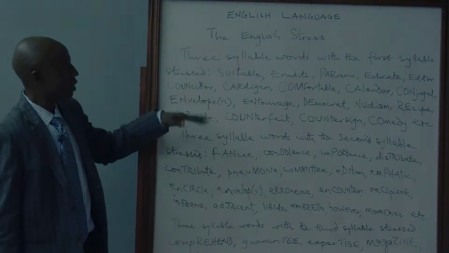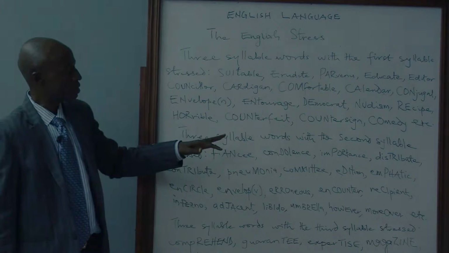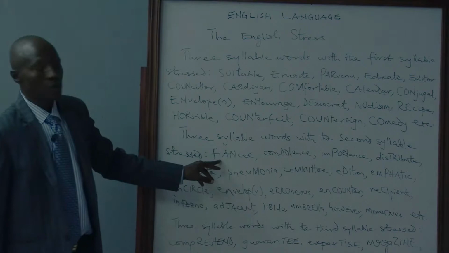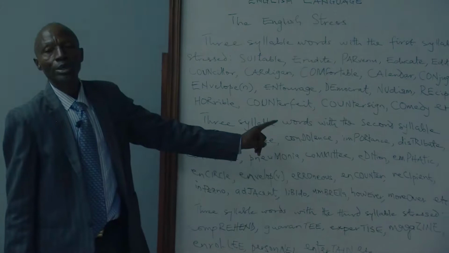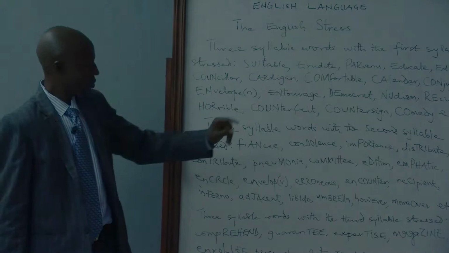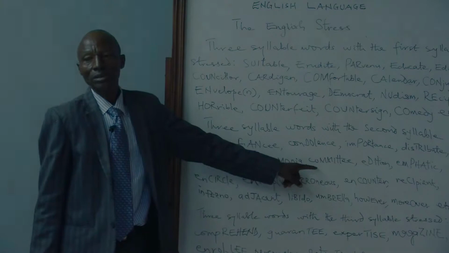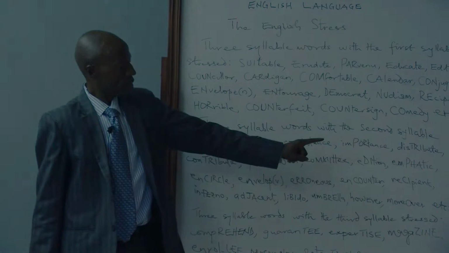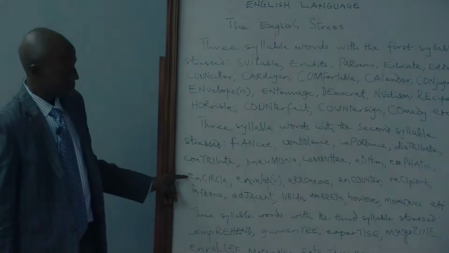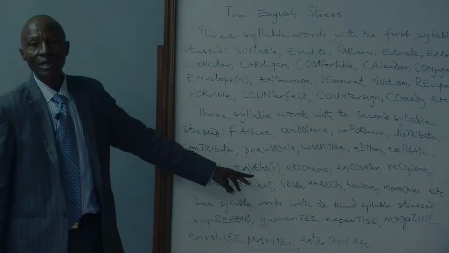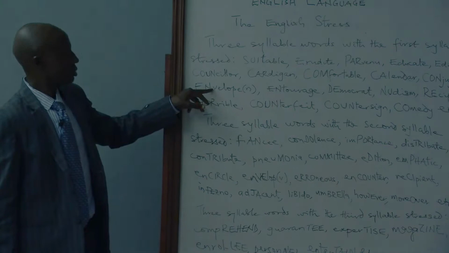Now we want to look at another set of three syllable words having stress on the second syllable. Fiancé, condolence, importance, distribute, contribute. Take note, not contribute. Pneumonia, not pneumonia. Committee, not committee. Edition, emphatic, encircle, envelope. Take note of this envelope and that envelope. This envelope, so this one is a noun. Envelope is a noun. Envelope is a verb.